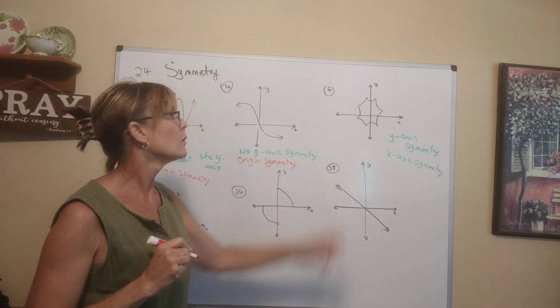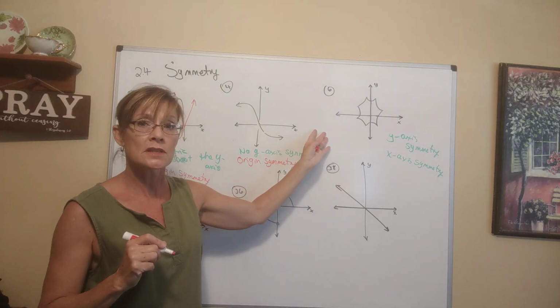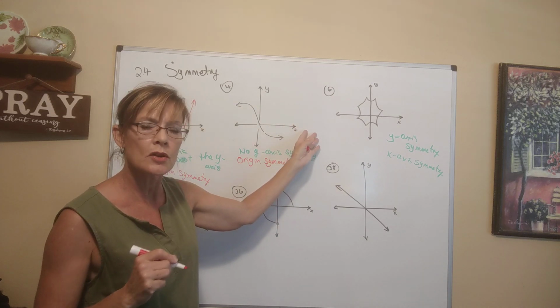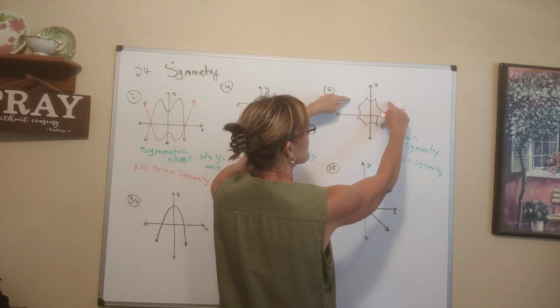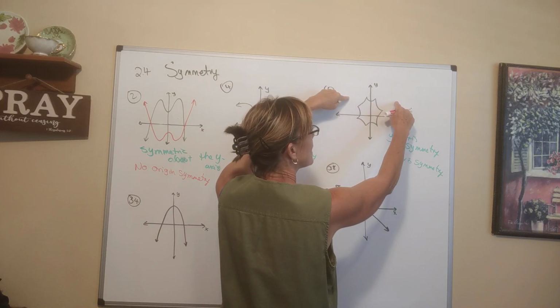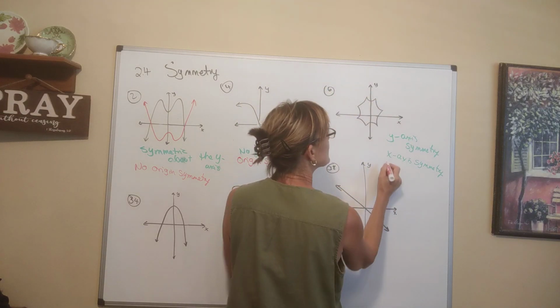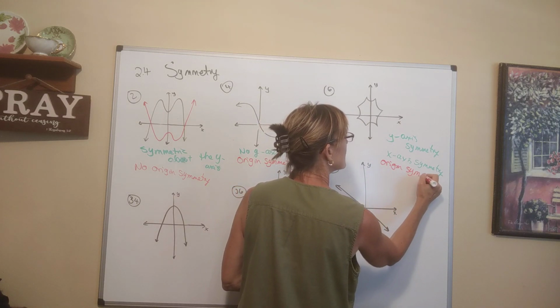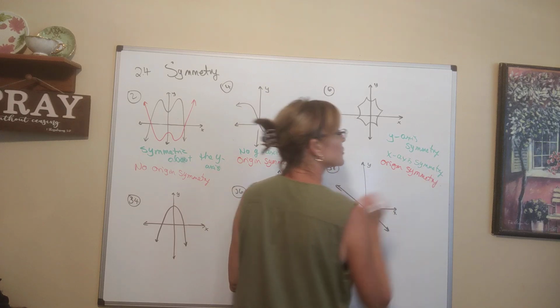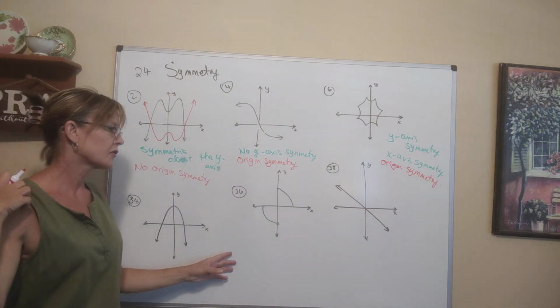Just like that. Okay, what about this guy? Does this have origin symmetry? Now, this is not a function, so usually we don't use this talk for not, but let's just do it for kicks. Reflect this about the x. Okay, looks the same. Reflected about the y. Okay, looks the same. We would say, yes, it has origin symmetry.